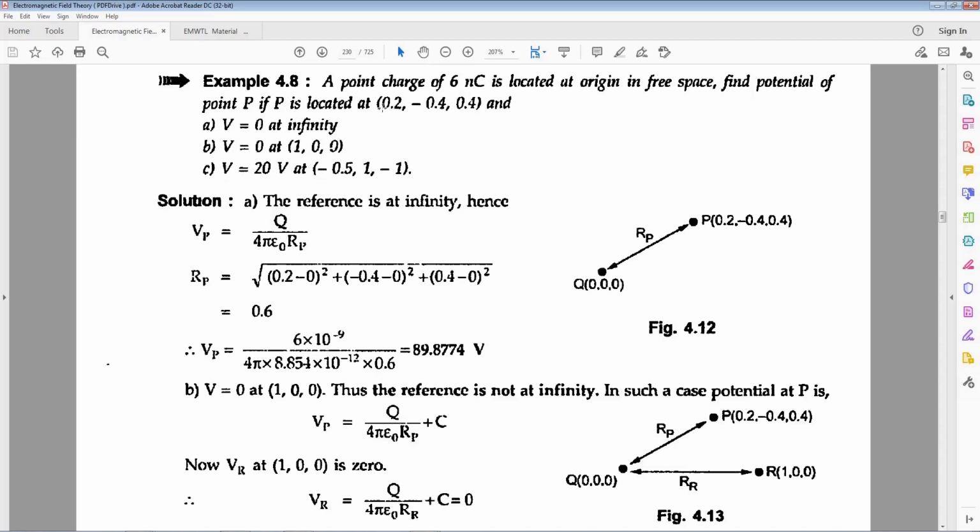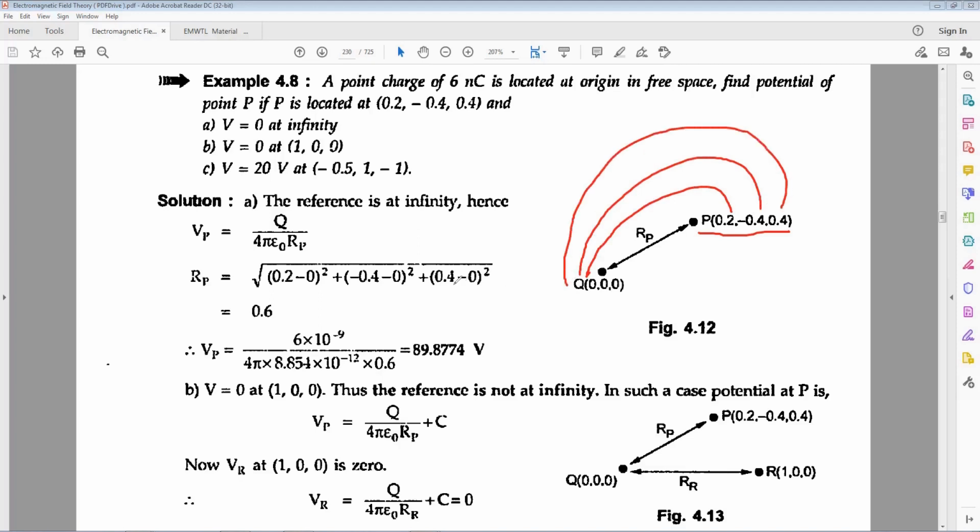The first one, you can take P located at this value. First consider V is equal to 0. The charge is located at the origin. So 0.2 minus 0, minus 0.4 minus 0, and 0.4 minus 0. So our value is given, we got it as 0.6. Substitute the values here for the 6 nanocoulombs, 6 into 10 to the power of minus 9. And R we got by taking Q at the origin, and the point P is (0.2, -0.4, 0.4).